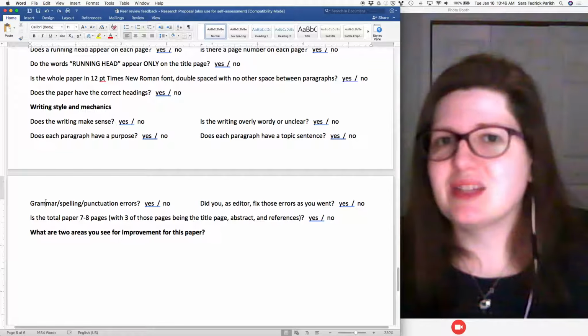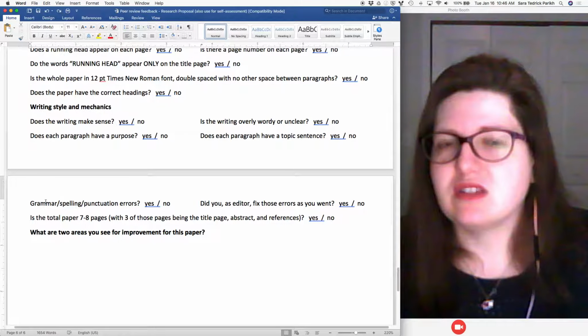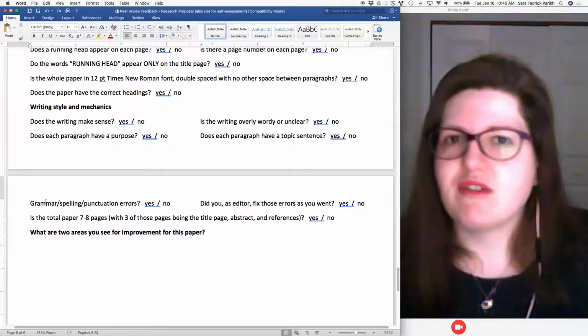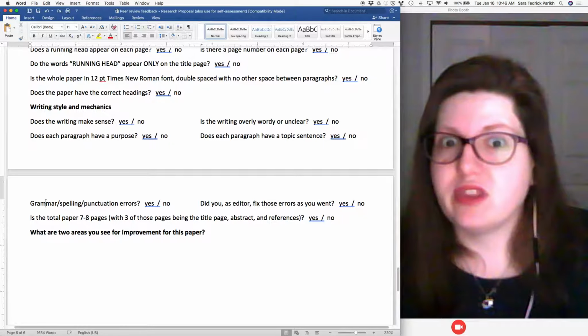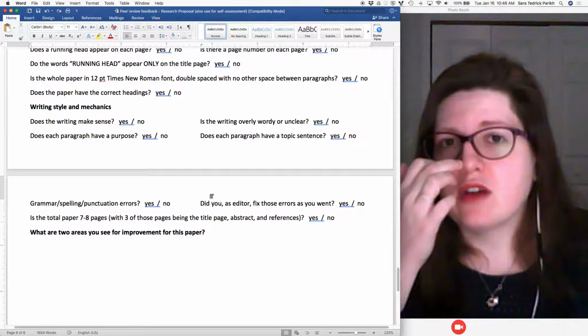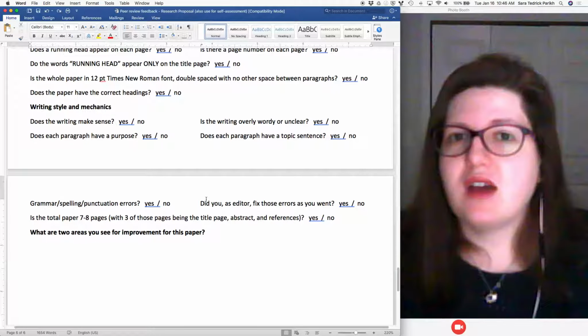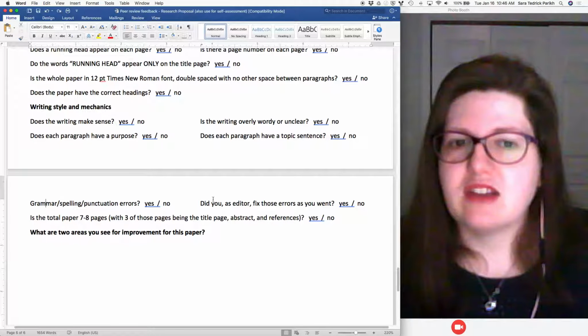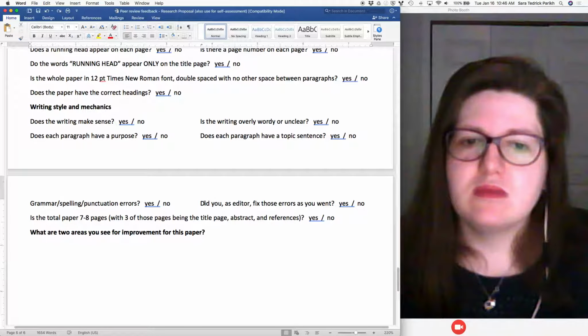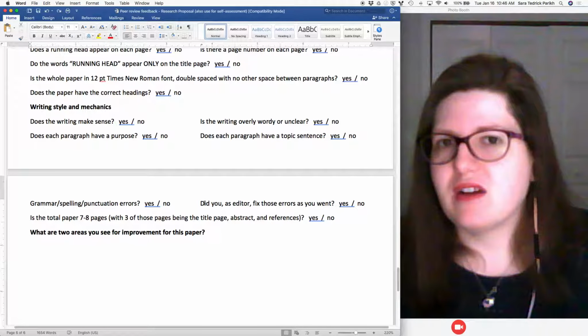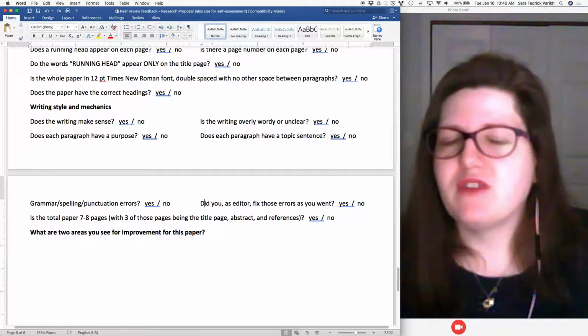My guess is at this point you probably won't, because you've edited it so hard that if there are any errors, it's because you don't know that they're errors. But still do a good read through on paper to see if you can catch things that you didn't catch digitally. And this is more for peer feedback: did you as editor fix those errors as you went?